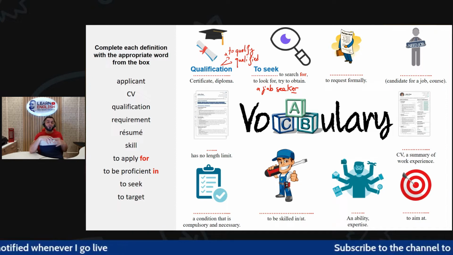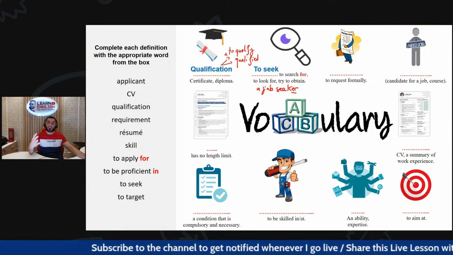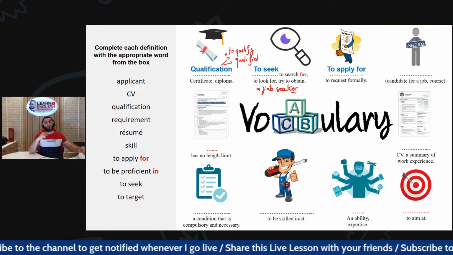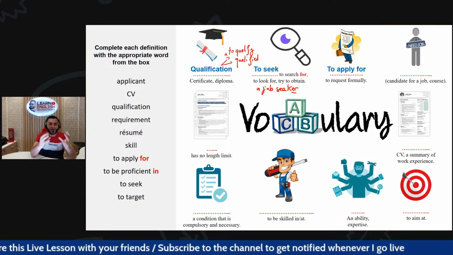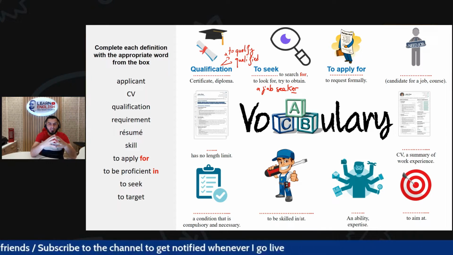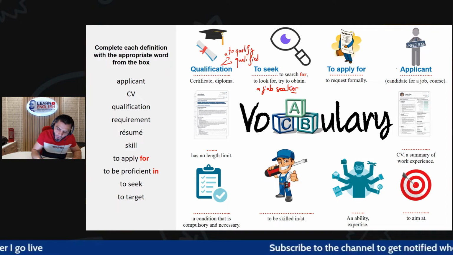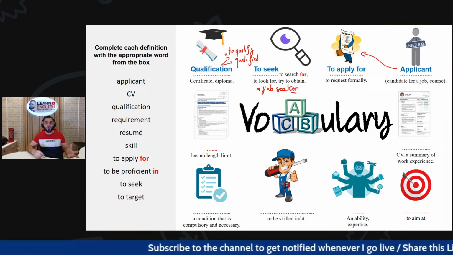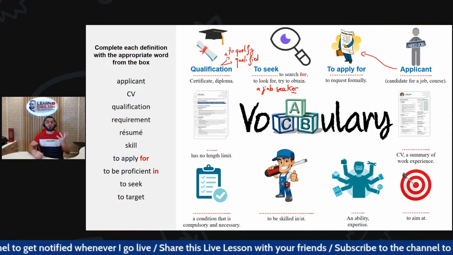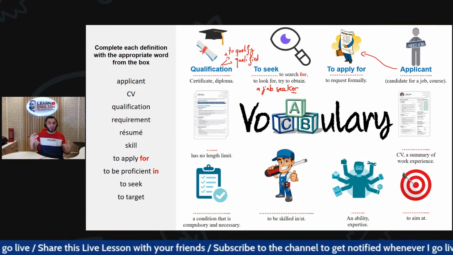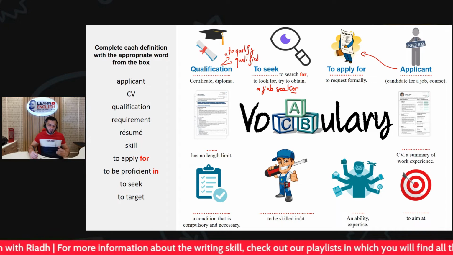So to do that, what do you have to do? You have to go to a company and you have to give them or submit your qualifications. And we call this process to apply for the job. It means to request formally. So as you can see from the picture, the job applicant, so this is also called a job applicant, is the person who looks for a job. So the verb is to apply for a job, the noun is a job application, and the person who applies for a job is called an applicant.